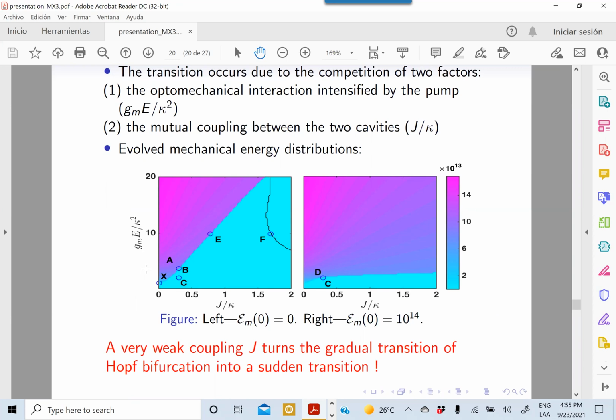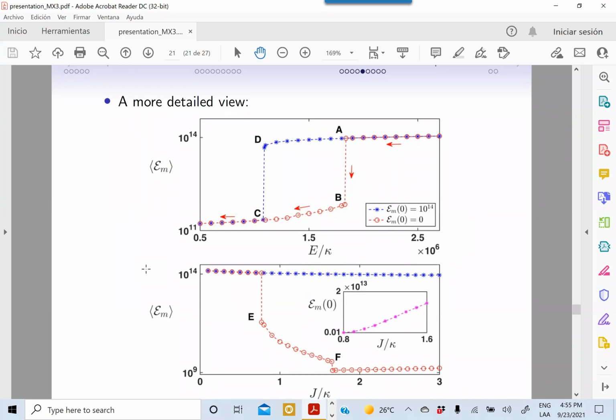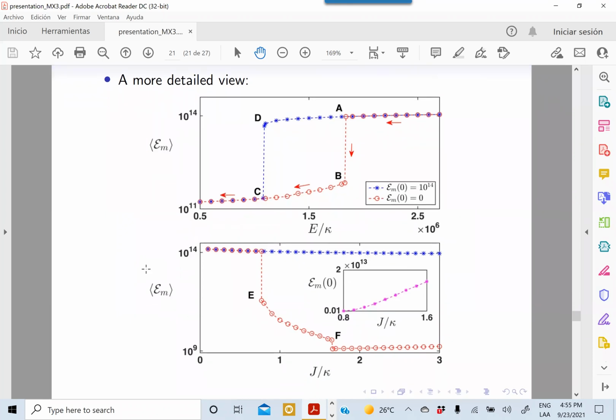Okay, and there is a similar sudden transition in nature, which is mostly studied in the field of nonlinear dynamics in the category of so-called catastrophic bifurcation. What is catastrophic bifurcation? Okay. Before we discuss catastrophic bifurcation, we give some more detailed view of the sudden transition.